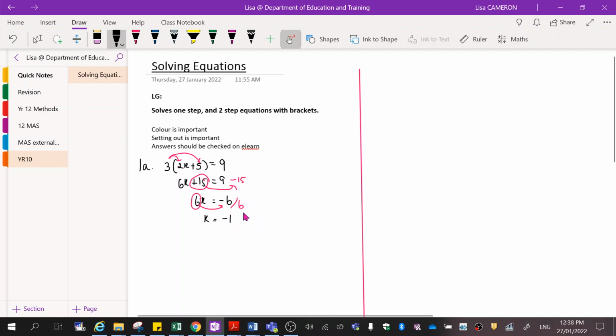If I wanted to double check, I could put it back in here and make sure that that's correct. So if I put k back in as negative 1, 2 times negative 1 will make negative 2, plus 5 will make 3, and then 3 times 3 will make 9.